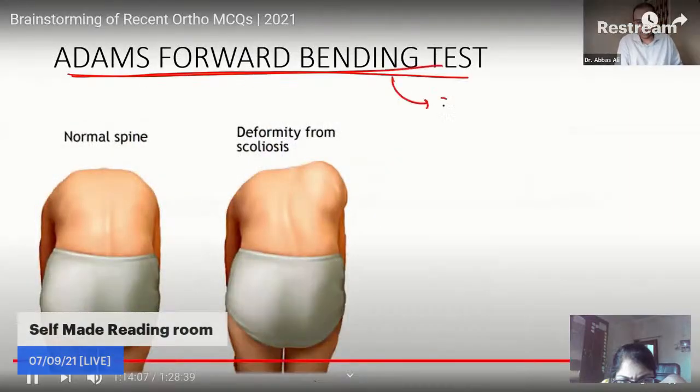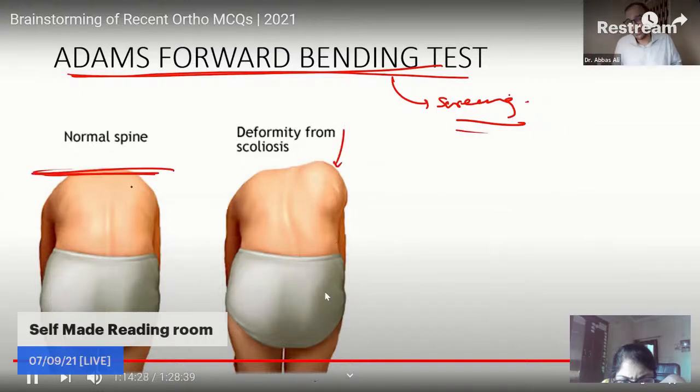What is this test? Adams forward bending test. It is a screening test for school-going children to rule out what? Scoliosis. Because scoliosis, remember, has a rotational component because of which there is an angular hump on the back. If you bend forward, it will become visible in patients who have scoliosis, and in people who do not have scoliosis but have heavy backs to carry in life. They have compensatory scoliosis.